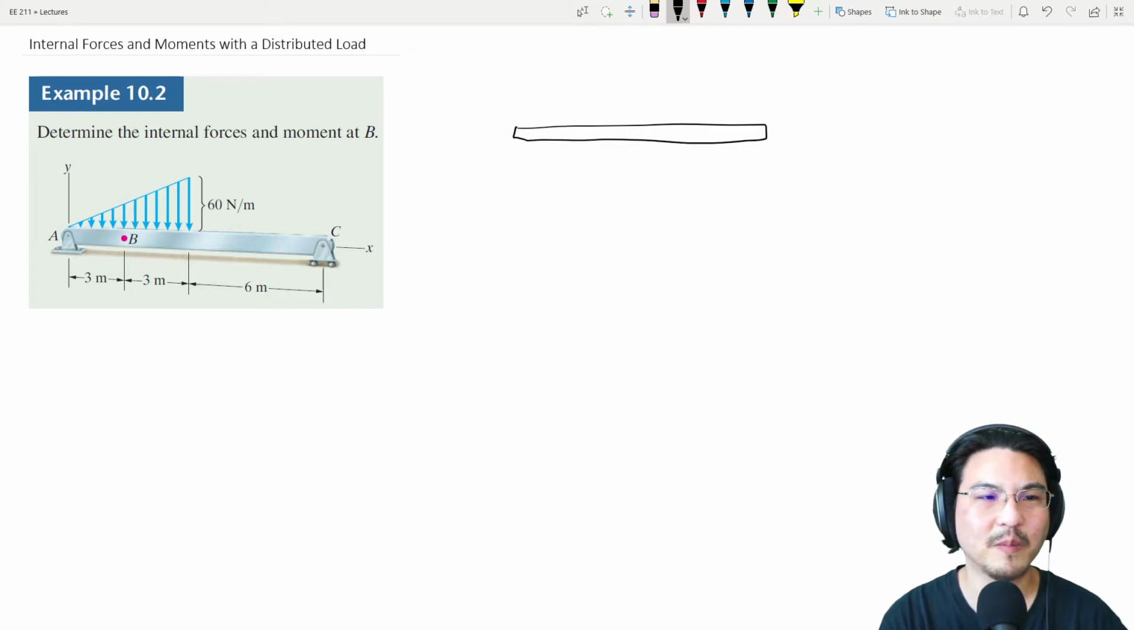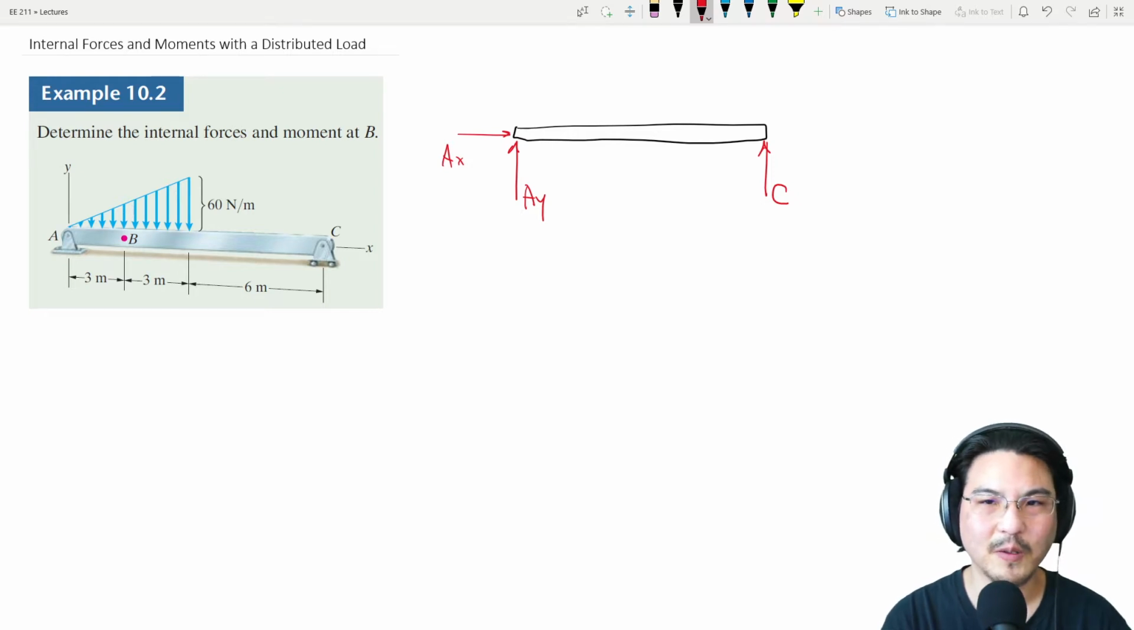All right, so here's a beam. Here's our coordinate system already, XY. So there's a pin at A, which I will decompose. Okay, there's a roller at C. And then there's this distributed load.